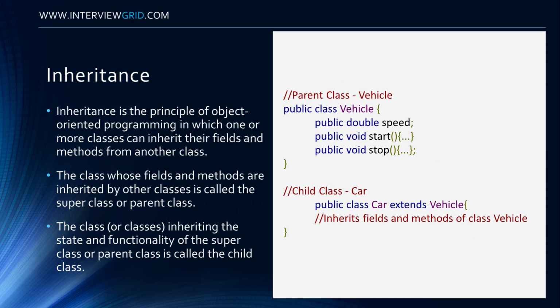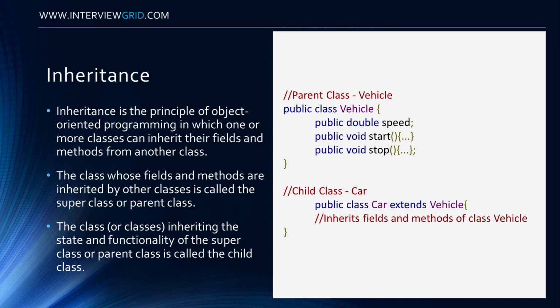Inheritance. Inheritance is the principle of object-oriented programming in which one or more classes can inherit their fields and methods from another class. The class whose fields and methods are inherited by other classes is called the superclass or parent class. The class or classes inheriting the state and functionality of the superclass or parent class is called the child class. In Java programming language, the keyword extends is used to specify that a class is a child of another class. In the following example, the class car extends from the class vehicle.